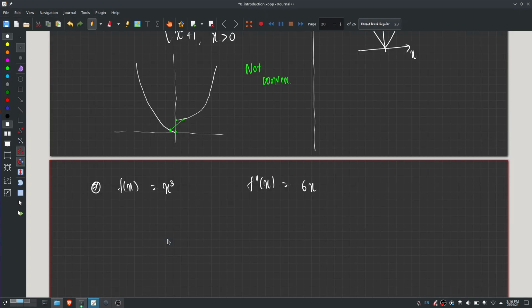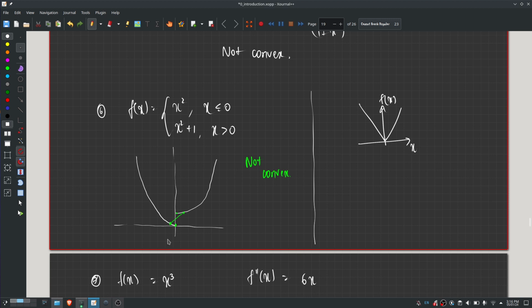But the previous function was not concave as well. Not convex, not concave. So once again, if I restrict myself to a sub-interval, the set of all positive real numbers, then this is convex. If my domain is the set of all negative real numbers, then again this is convex. But if I take all of R, then this is neither convex nor concave.